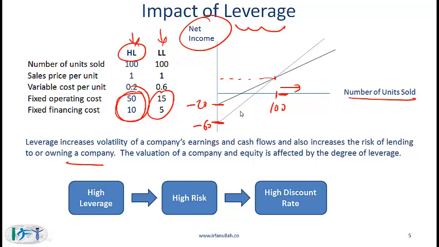Clearly, the high leverage firm is more risky because if sales are high, then net income increases a lot. But if sales are lower than expected, then the losses will be much greater for the high leverage firm. So clearly, high leverage implies higher risk. Higher risk would imply that we use a higher discount rate when we do valuation. So all else equal, the high risk has a negative impact on valuation.